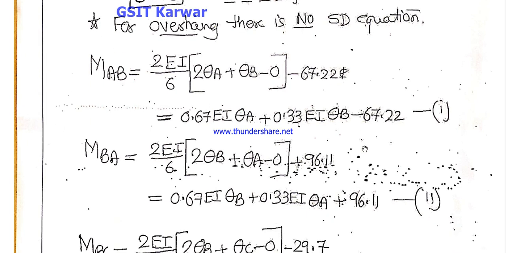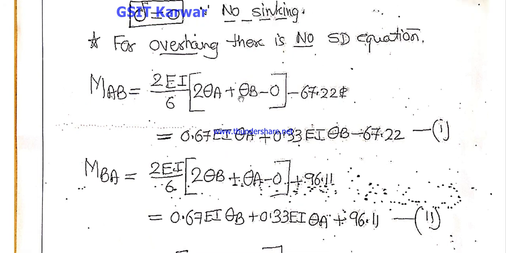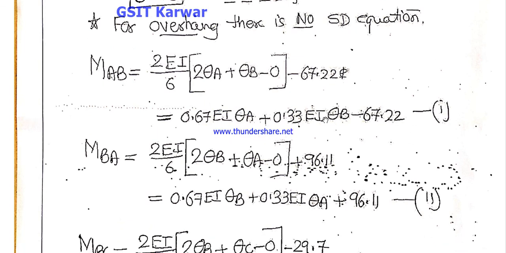You can solve this equation and give it equation number 1. And similarly for moment BA, we don't know the values of theta A and theta B, so you can simplify this equation and keep it in the form of theta A plus theta B. Like this you can keep it and give an equation number.